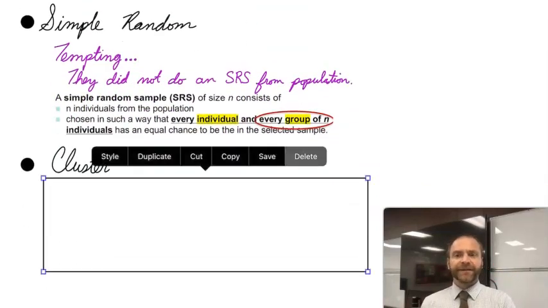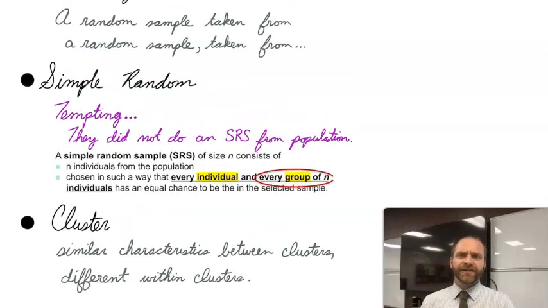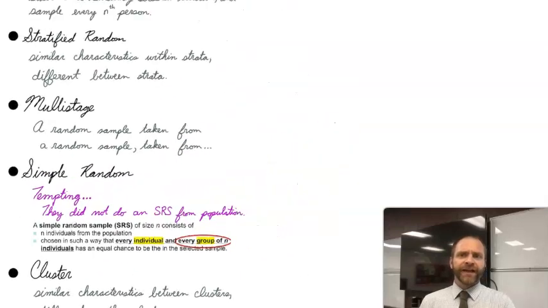Clusters are kind of the opposite of stratified. Here we have similar characteristics between the clusters. So each cluster is very similar. It's different within the cluster. Remember, in class we did clusters with the idea of fun size M&M packets. We try to make sure that's representative of the large size, regular size M&M packets. That's a cluster. It is similar characteristics between each bag of M&Ms. Each bag of fun size M&Ms should be similar, but different within. I should have different color ones within my fun bag of M&Ms. So I'm stuck between cluster and stratified. I have to think about what's going on here.